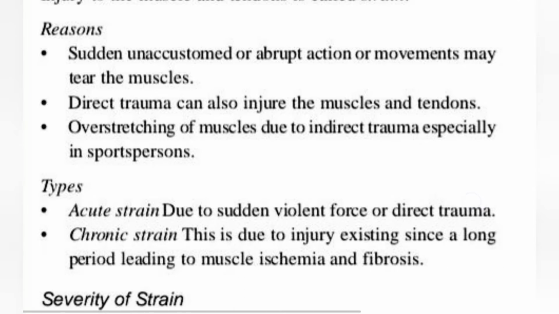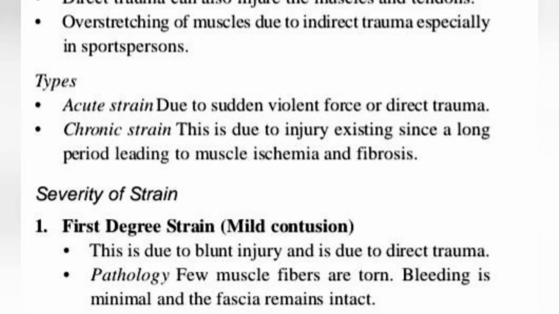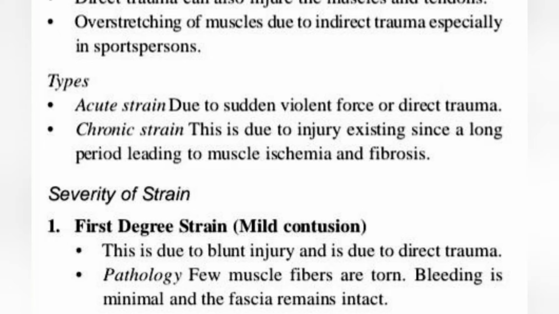What are the types of strain? There are two types of strain. Number one is acute strain, due to sudden violent force or direct trauma. Number two, chronic strain. This is due to an injury existing for a long period, leading to muscle ischemia and fibrosis.